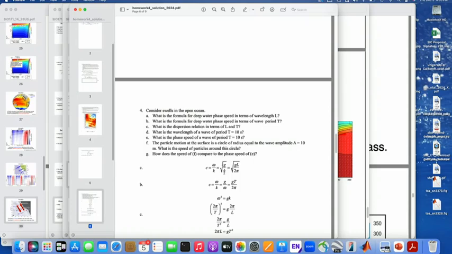Okay, what's the next one? Now something that we actually would do. What is the wavelength of a wave of period 10 seconds? Because you've got the dispersion relationship, now you can just stick 10 seconds in there and you can get L quick.